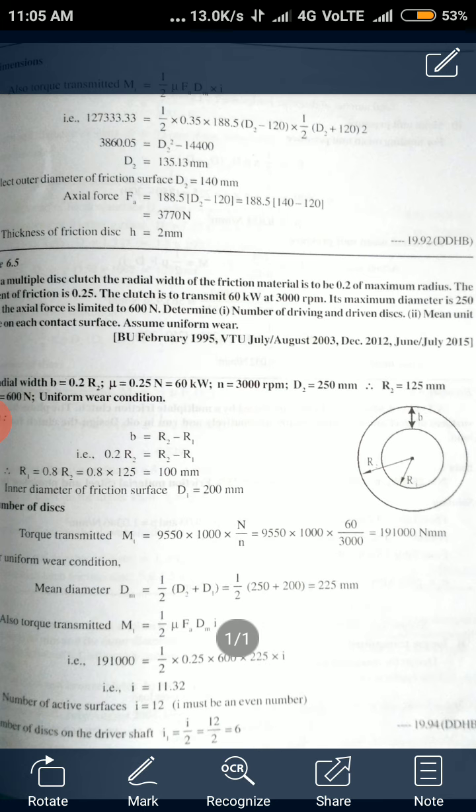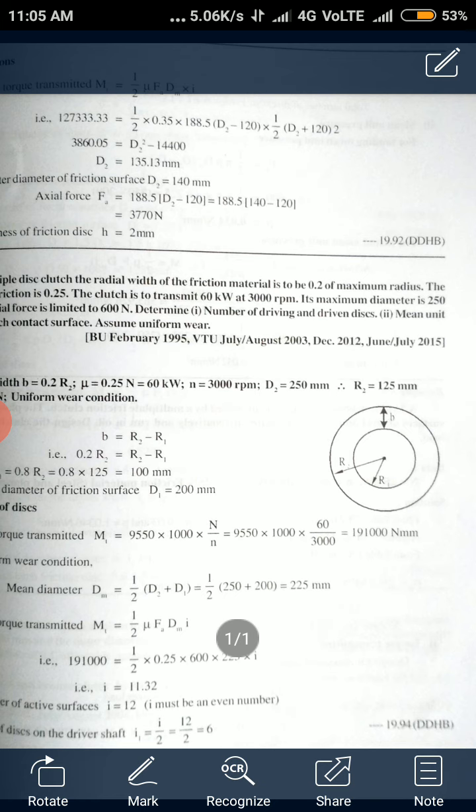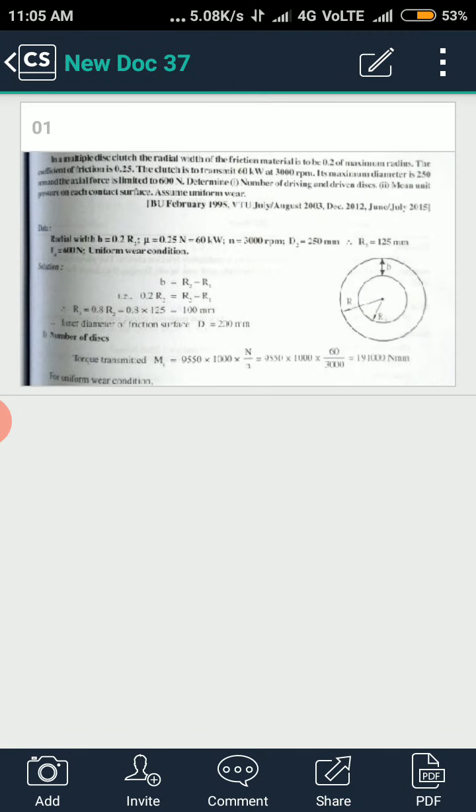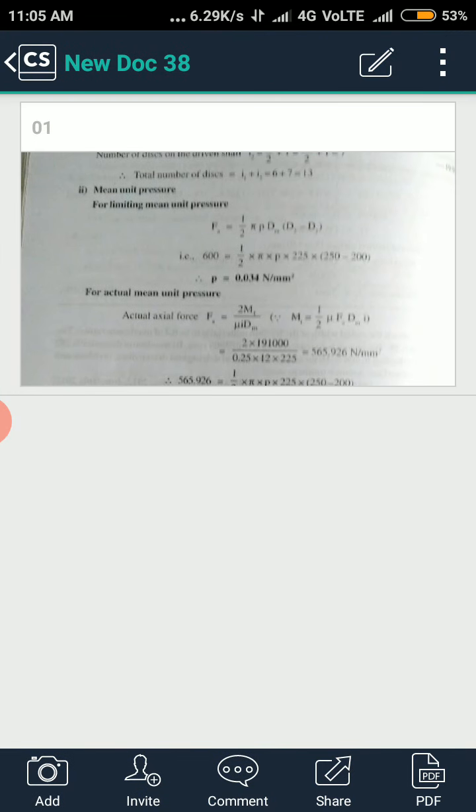Now the number of discs on the driving shaft I1 equal to I by 2. So I1 equal to 12 by 2, 6. Also you can see this from the equation 19.94. Next, the number of discs on the driven shaft. So what is that? I2 equal to I by 2 plus 1. So 12 by 2 plus 1 equals how much? 7. So this is the number of discs on the driven shaft.